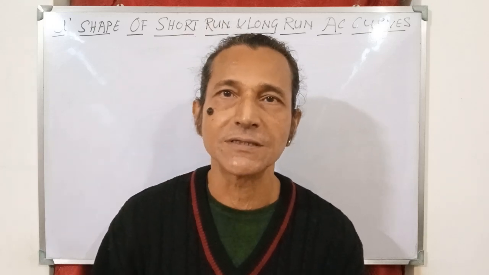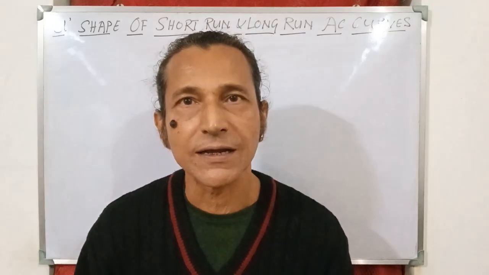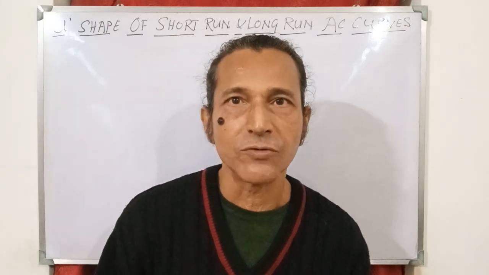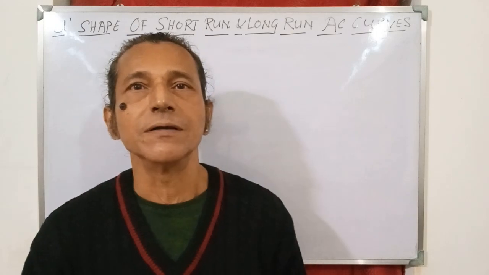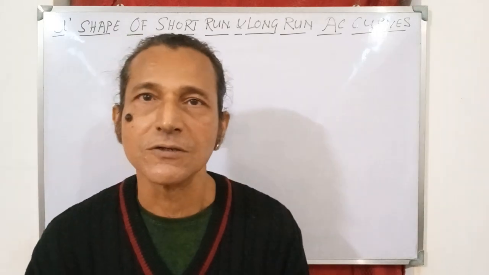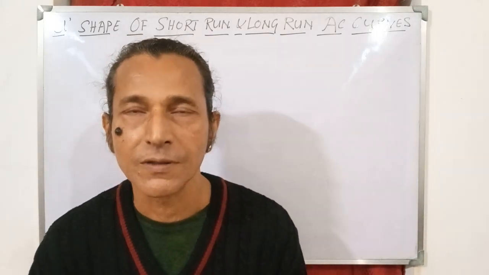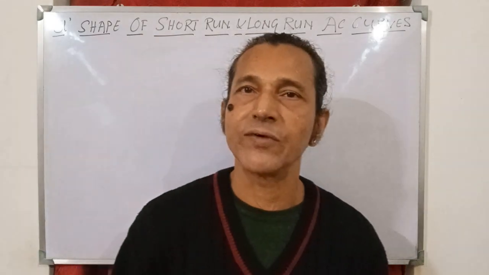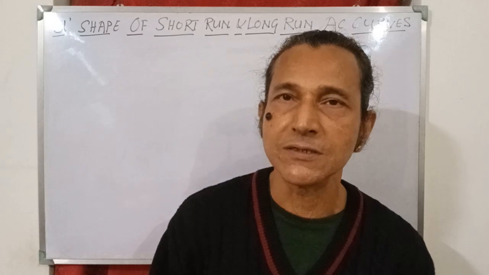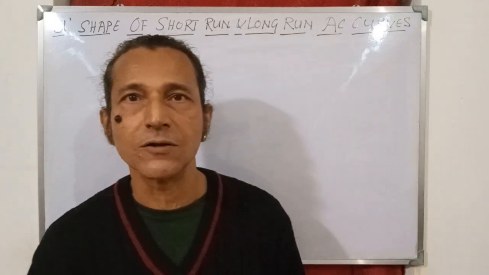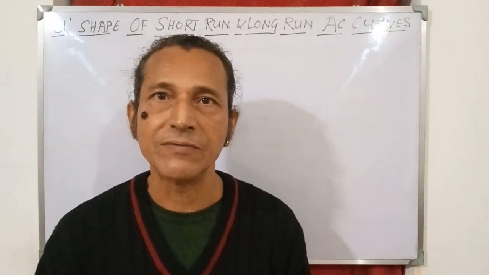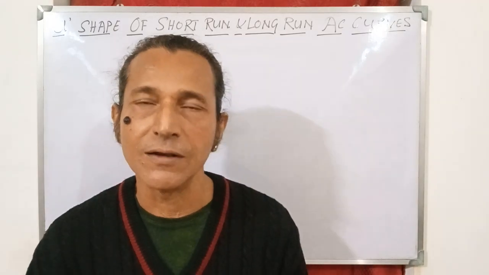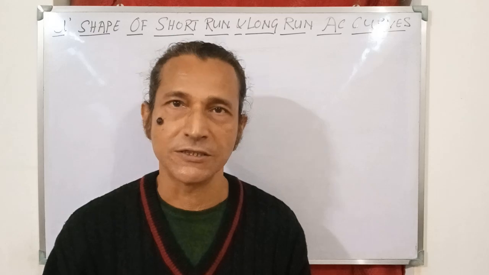In this episode, I will discuss why the short run and long run average cost graphs are U-shaped. Before that, we must consider the difference between short run and long run. Short run is such a time where some factors are fixed and some factors are variable. This means in the short run, the entrepreneur can change only the variable factors to adjust the output level. Fixed factors cannot be changed.